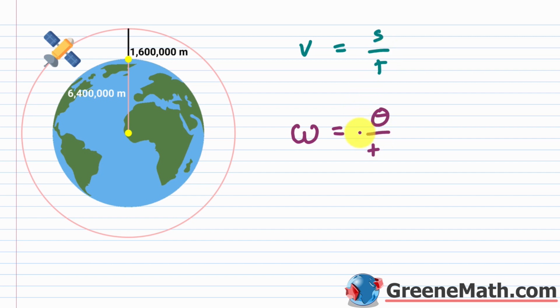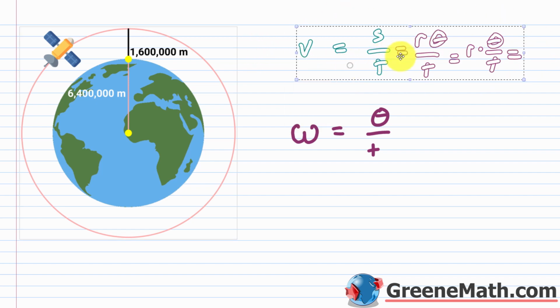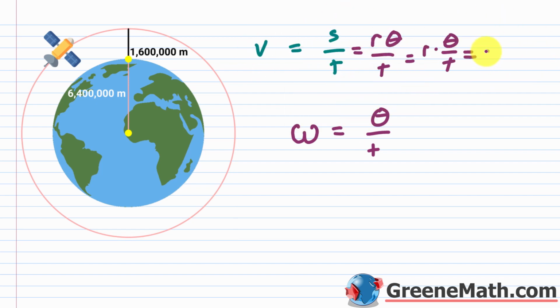Now, these two are going to be related because remember this S, this arc length, we talked about the fact that this is your R, your radius, times your theta, which is your angle measured in radians. So you could say that this is R times theta over t, and this ends up giving you, you could take this omega here, which is your theta over t, and just multiply it by r, your radius. So if you have your angular speed, then all you have to do is multiply by the radius, and you found your linear speed.